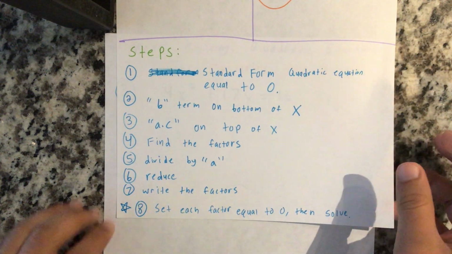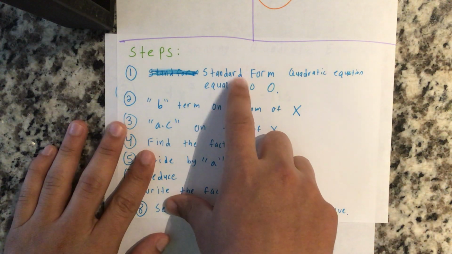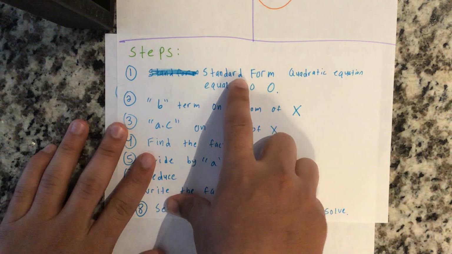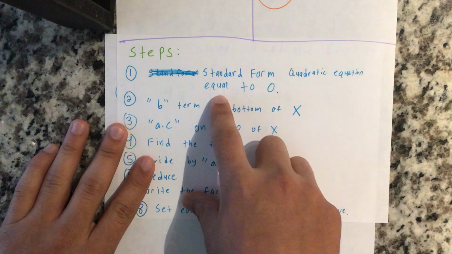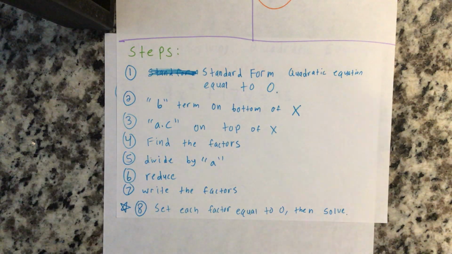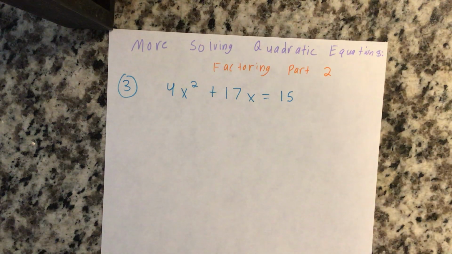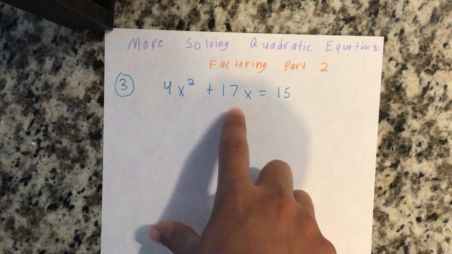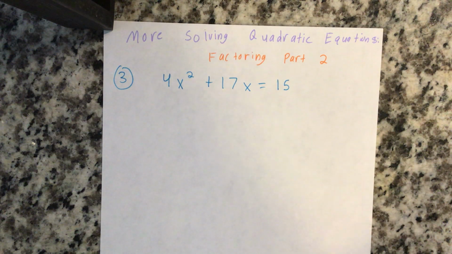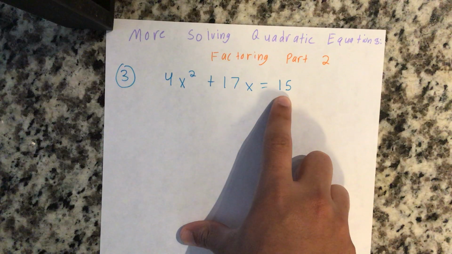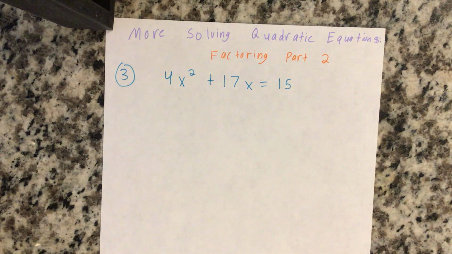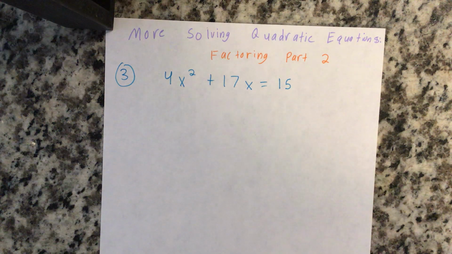So the very first step is I need to make sure my quadratic equation is in standard form and it is equal to 0, okay? So if I look at this quadratic equation, is this equal to 0? No, it is equal to 15. So this is what we have to do. I need to make it equal to 0. So watch what I'm gonna do.